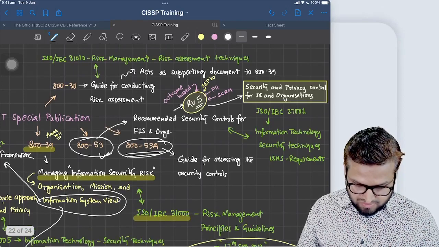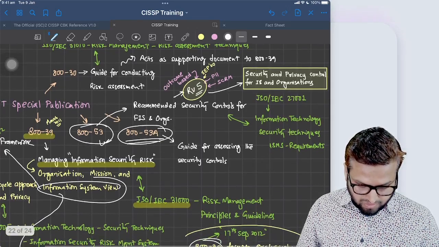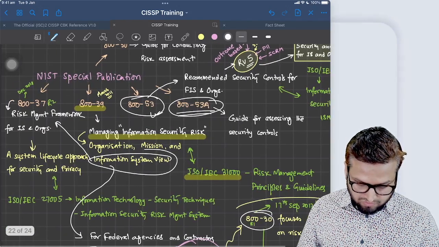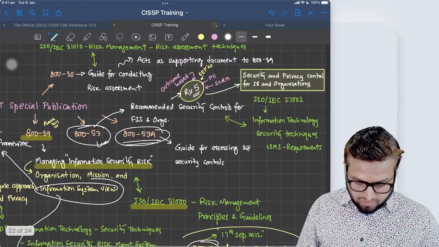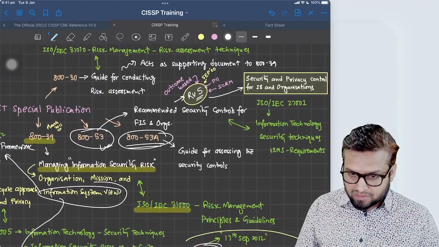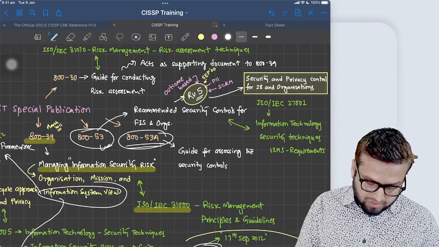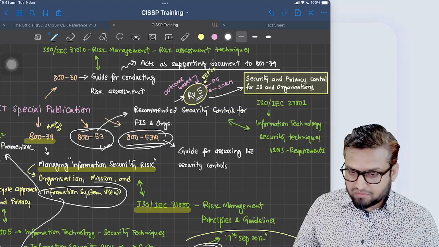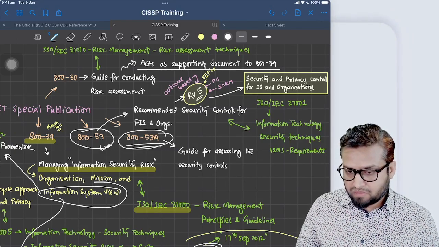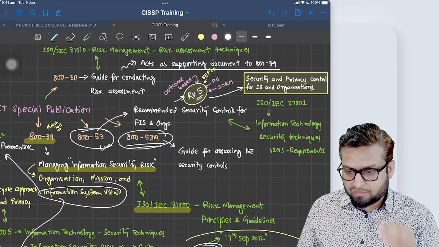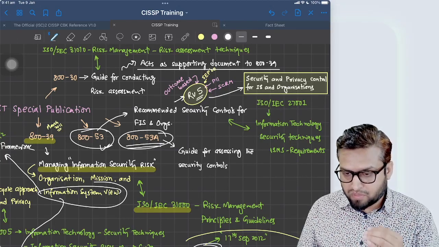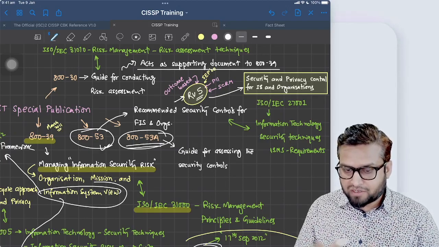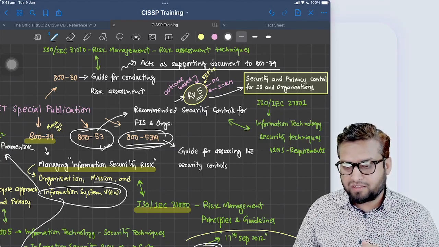I think I explained everything. 830, 839, 37, 53, 53A. Now, one more point which I missed: 830 acts as a supplementing document for 839. And you can figure out why it says so, because 830 deals with a specific step, step number 2, risk assessment, of the master document 839. That's why it's called a supporting document for 839.